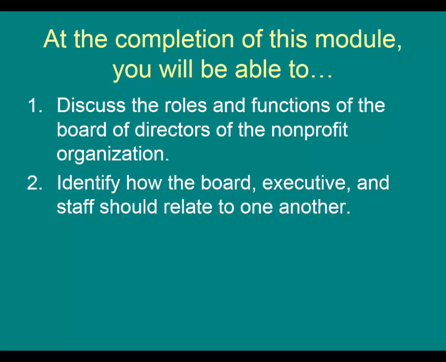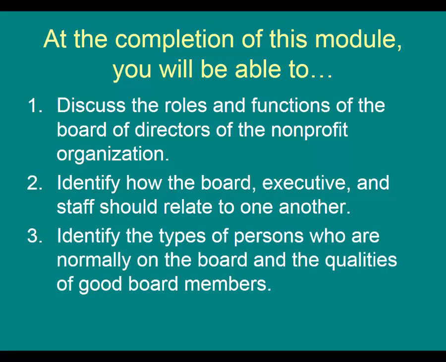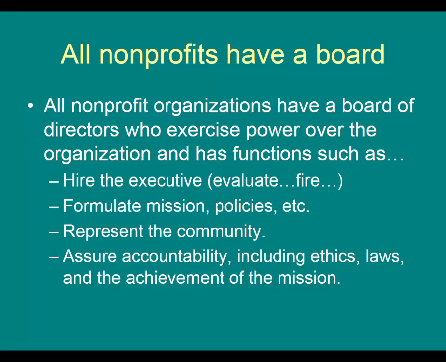Number 2, identify how the board, the executive, and the staff should relate to one another. 3 critical sets of actors in the human service organizations. How should they relate to one another? Number 3, identify the types of persons who are normally on the board and the qualities of good board members. So those are 3 things we're going to be dealing with in this presentation.